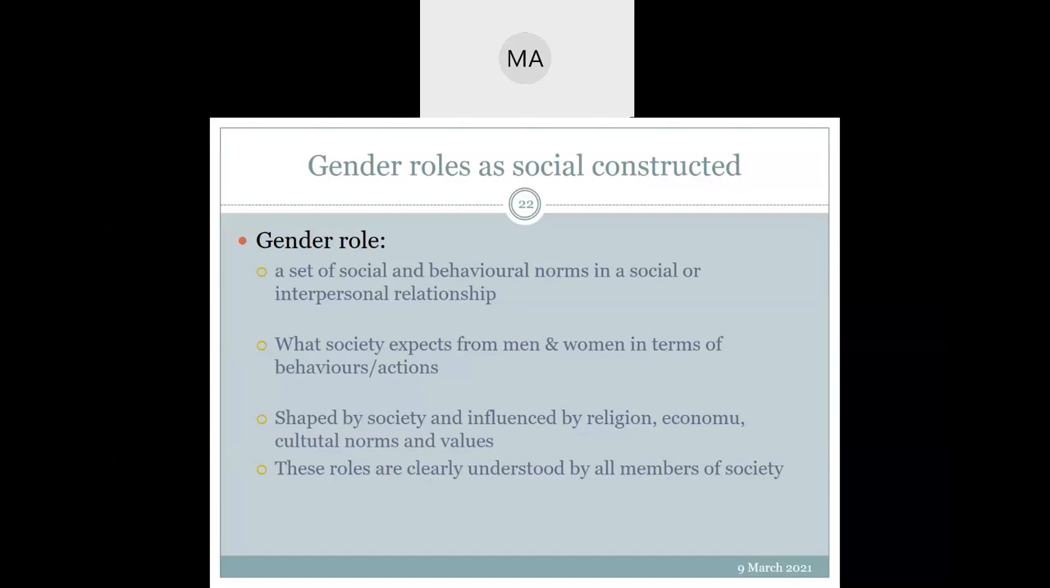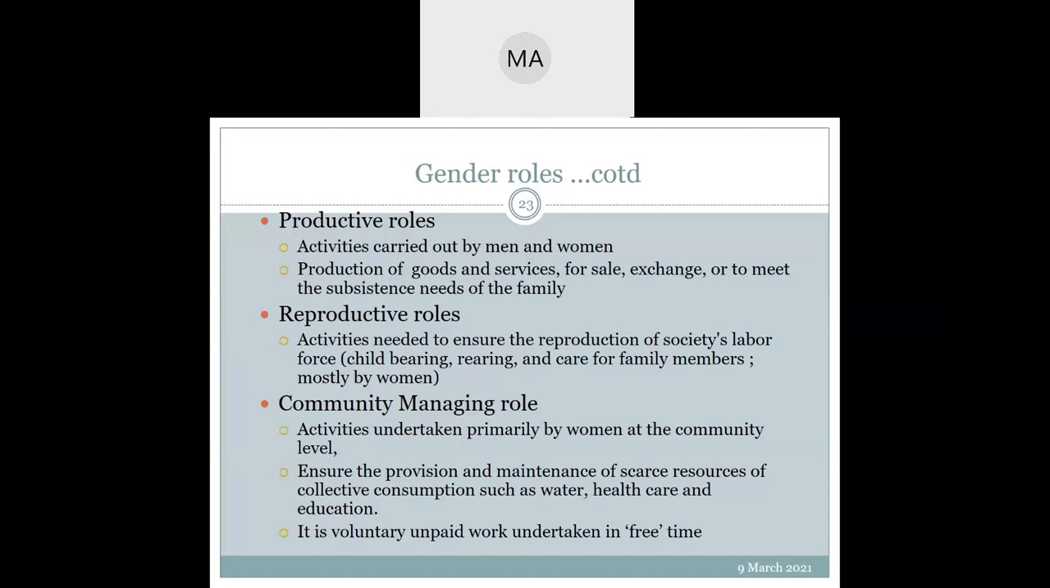But in addition to the social role, if we come to gender roles, there are also productive roles. These are activities carried out by men and women, like job opportunities, occupational positions, and involvement in different aspects of work. So productive roles are also given in gender-related aspects. Like, who is more fit for selling goods? Who benefits more from the production of goods? That is a role given for production, where men and women are involved.